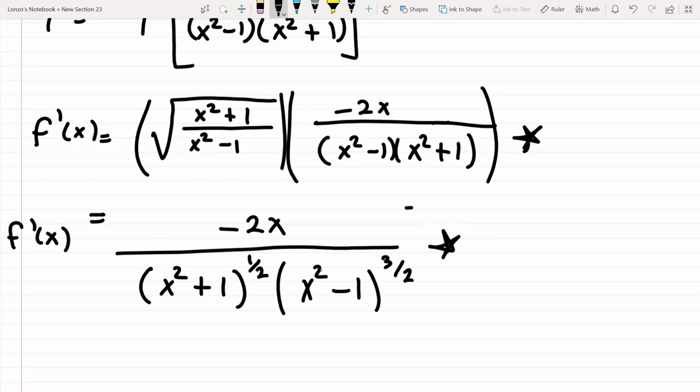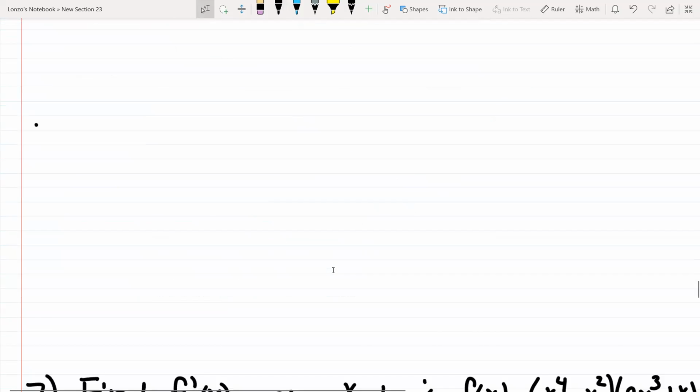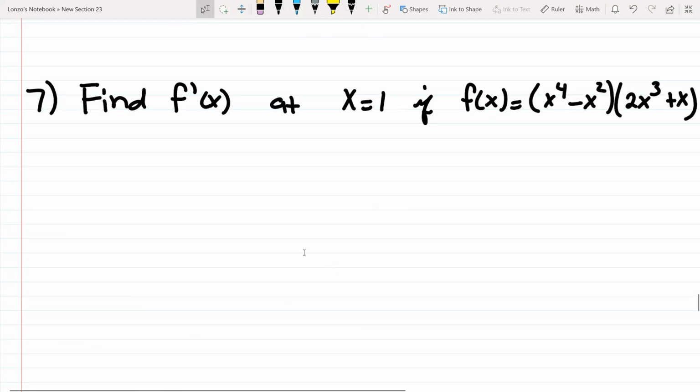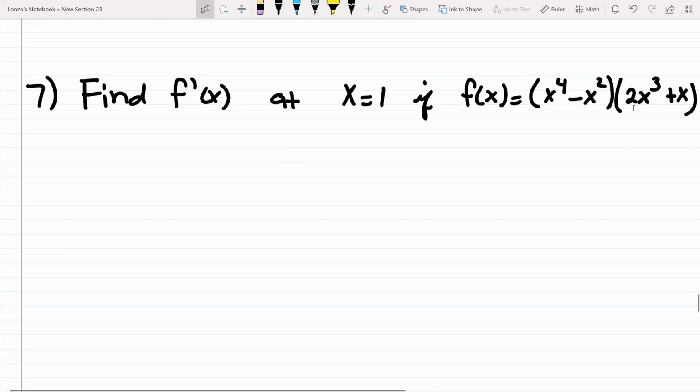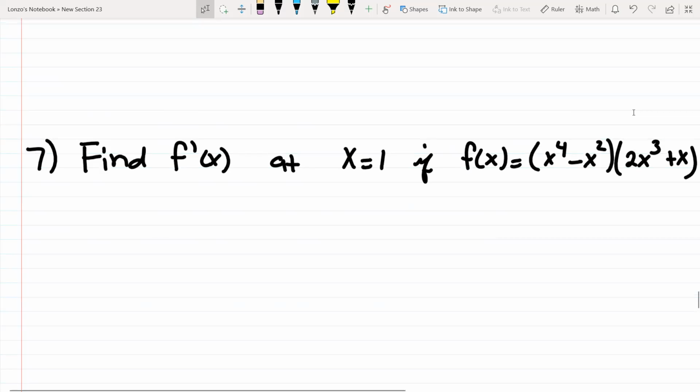Okay, let's move on to number 7. Find f prime of x at x equals 1 if f of x equals x fourth minus x squared times 2x cubed plus 1 plus x. So remember, a derivative is technically a number.